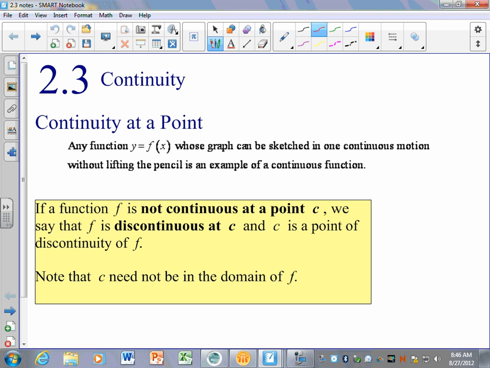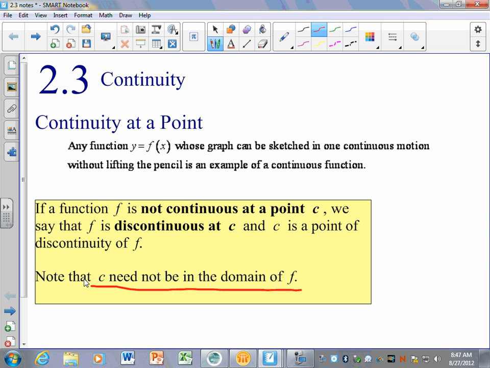Your book defines it like this. If a function is not continuous at a specific point c, we say that it is discontinuous. Here's an important thing to notice. c does not have to be in the domain of f to talk about whether it's continuous or not continuous there. We'll talk about this a little more when we get to another example. Throwing in whether it's in the domain or not makes things a little confusing, but that's just how we roll in calculus class. It might be in the domain, but it need not be in the domain.